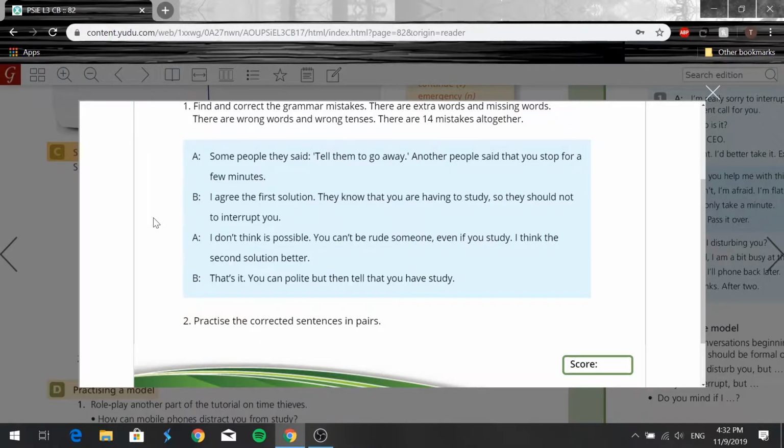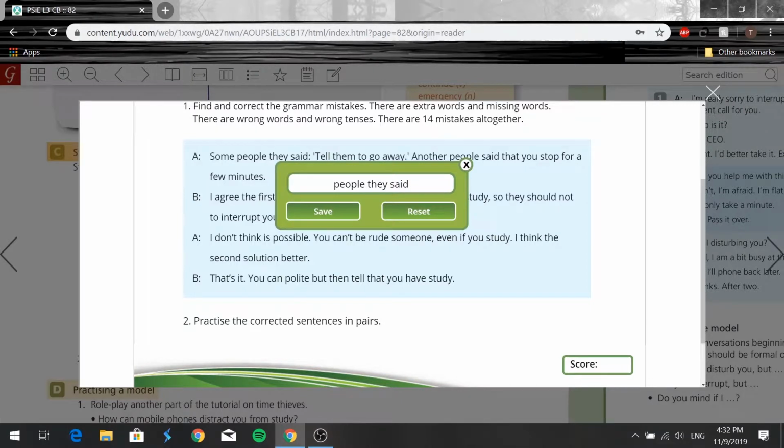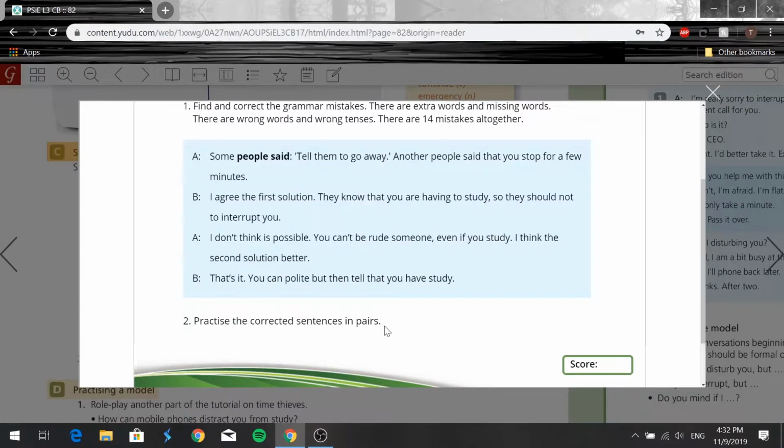So some people, they said, tell them to go away. Another people said that you stop for a few minutes. I can already see so many mistakes. So some people, we don't need they here. They is extra, so we'll get rid of they, right? So some people said, that's better. Tell them to go away, okay?